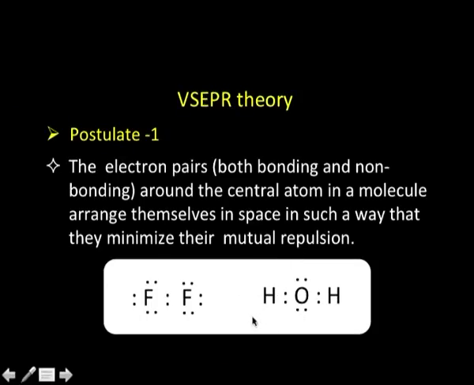Let's first understand the meaning of bonding pairs and non-bonding pairs. This is the Lewis representation of the fluorine molecule. This pair of electrons here is the bonding pair, because it constitutes a single bond between the two fluorine atoms, and the rest of the electron pairs are the non-bonding electron pairs. Similarly, for the water molecule, these two are the bonding electron pairs.